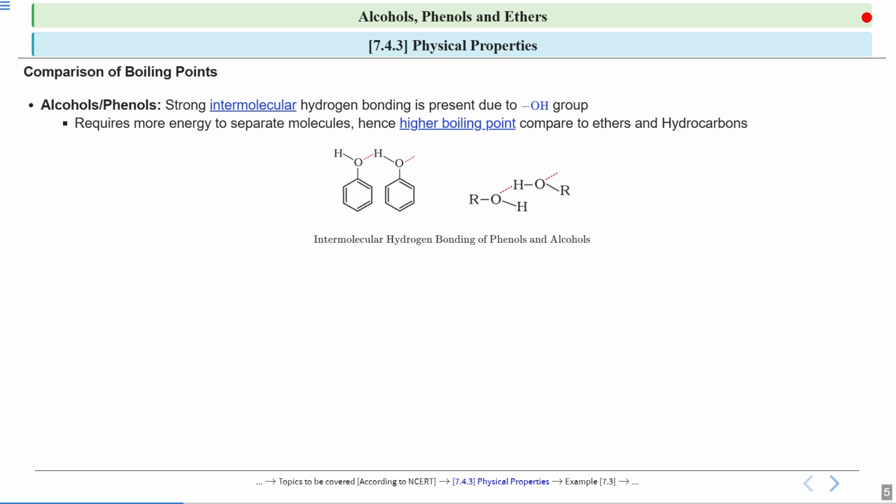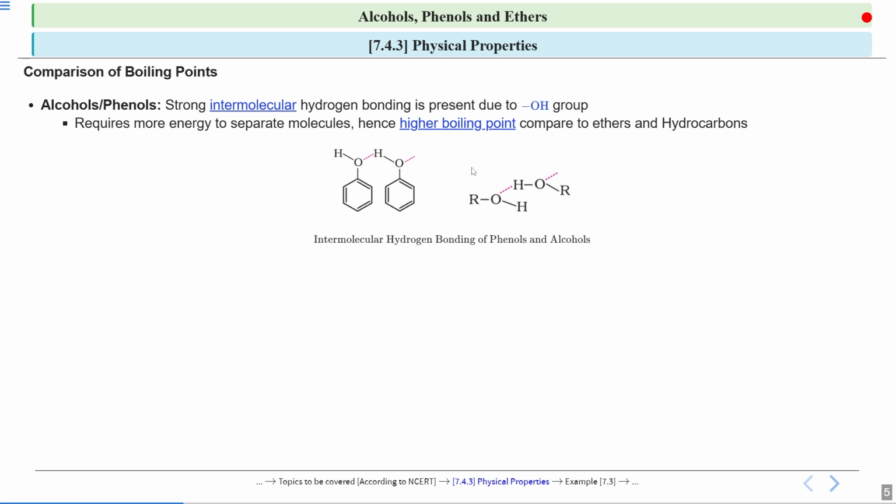Now look at this picture. In this picture, there is intermolecular hydrogen bonding. First you can see that of phenols and the other one you can see is of alcohols. So I hope you are clear with intermolecular and intramolecular. Intermolecular is when it is between two different molecules, means between two molecules. And intra is when there is hydrogen bonding within the same molecule. So here we are seeing intermolecular, that is between two molecules.